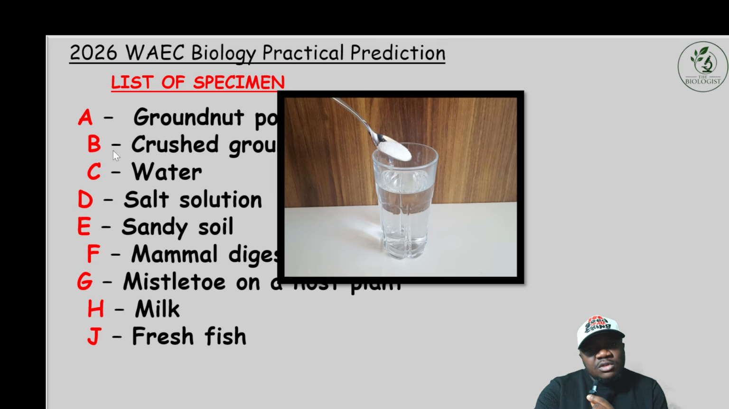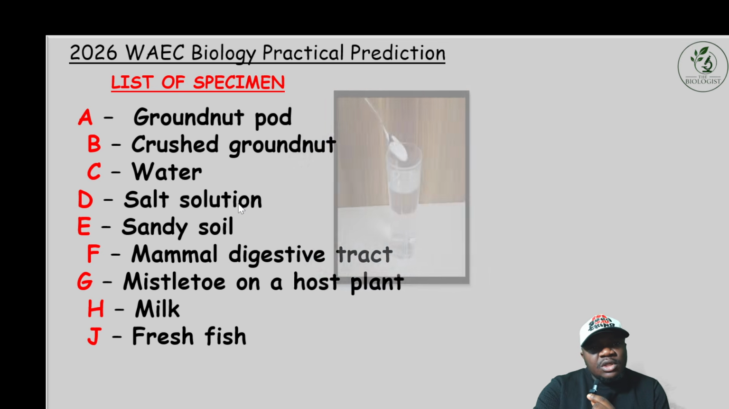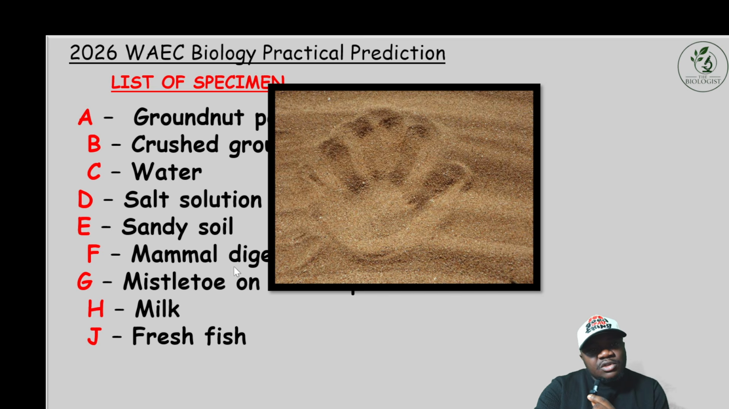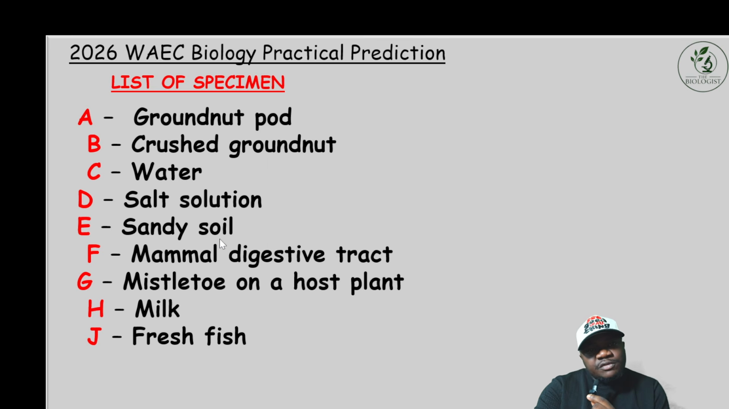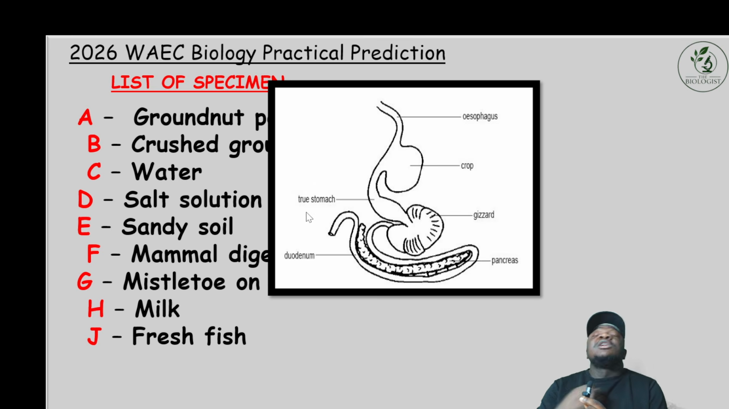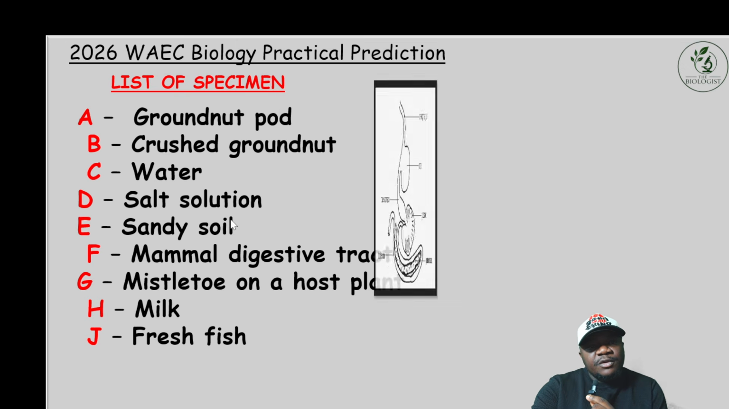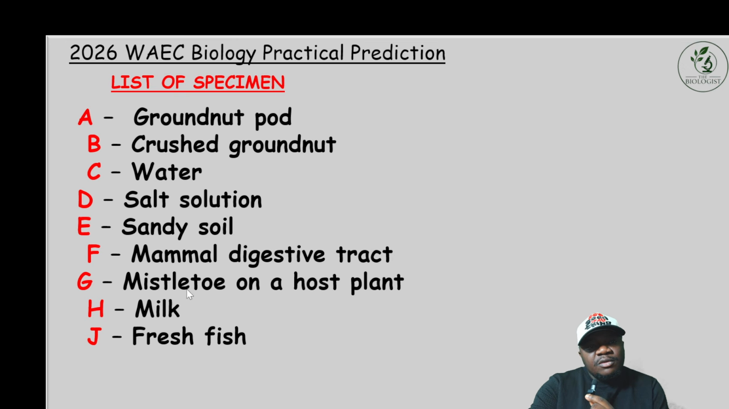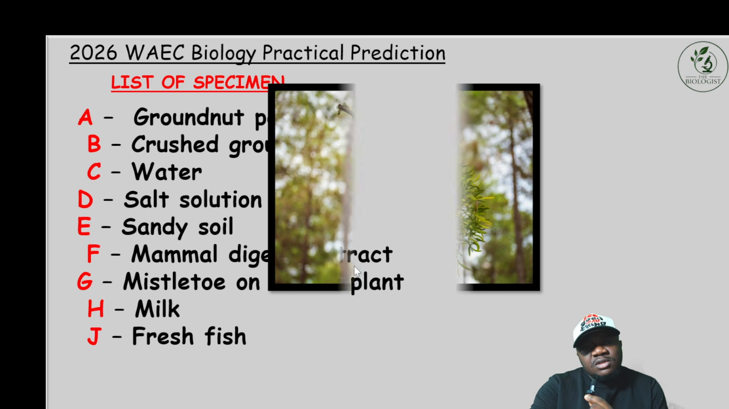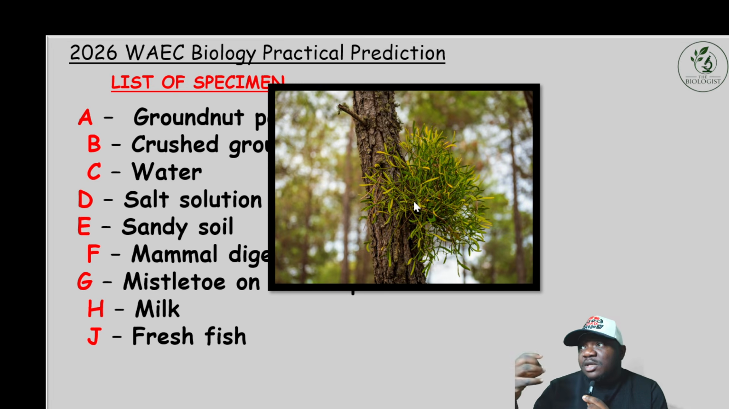Now we have sandy soil, which is specimen E. You have a mammal digestive tract, which is from the esophagus down to the stomach. Then we have the mistletoe on the host plant. These are those unwanted plants that are found attached to other plants. They use the plant for support, and they derive nutrients from the plant. So this is a very good example, a mistletoe.